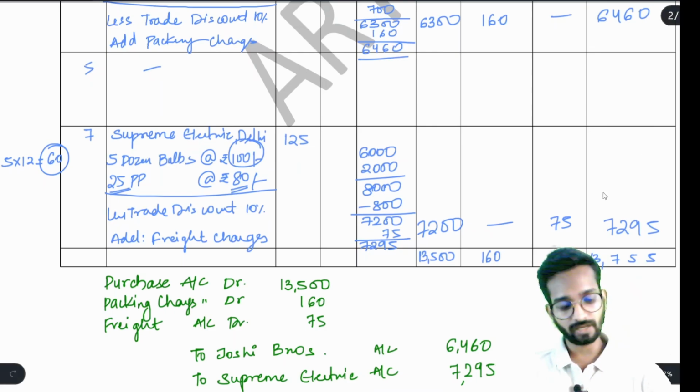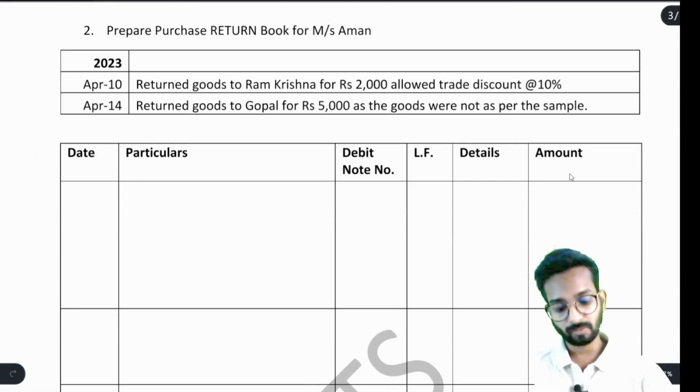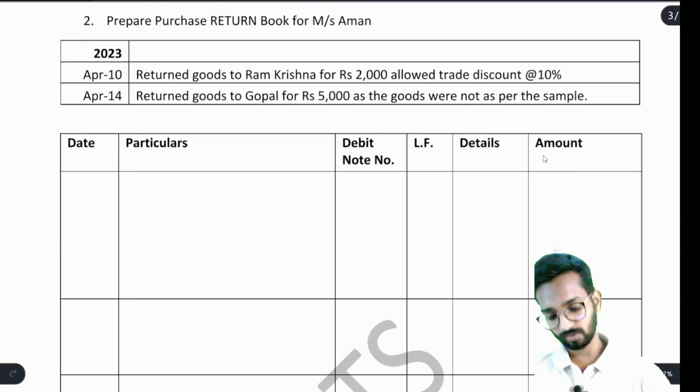Okay. Now we'll read the next topic. The next topic we have here is purchase return book. Now, what is purchase return book?